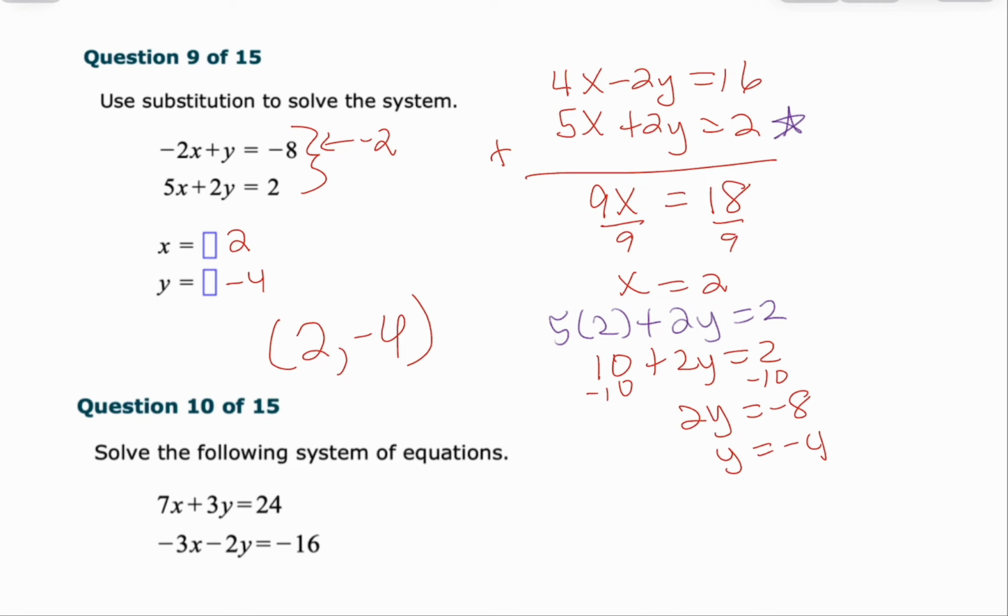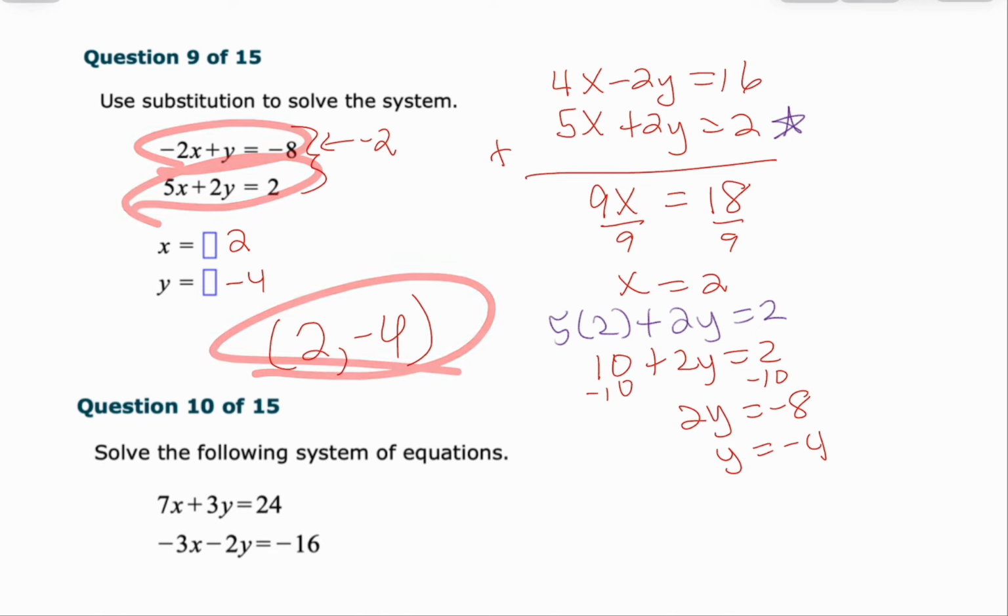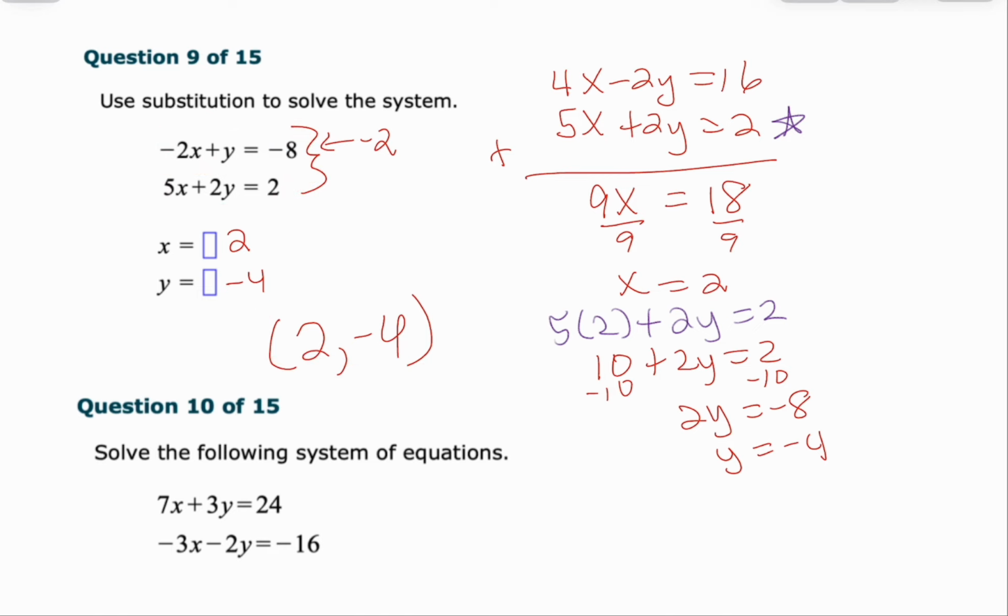Now, how could you check your work? Well, you could put this stuff in Desmos. You could put these two equations. Do they hit each other at 2, negative 4? You could plug 2, negative 4 into this. You better get negative 8. 2, negative 4 into this. You should get positive 2. That means that's the point they have in common.